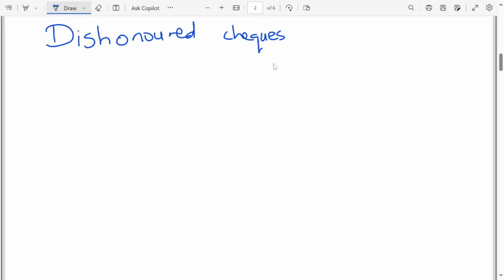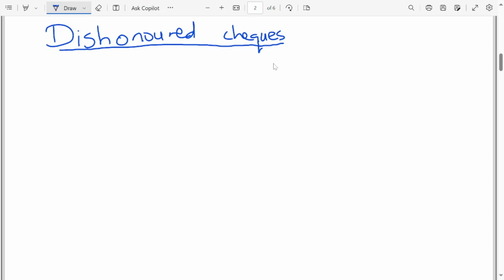Today we are going to talk about a dishonored check. So when we are talking about a dishonored check, what are we talking about? Because sometimes the business might receive a bank statement, and the bank statement shows that there is a check that is marked RD. So what do they mean?